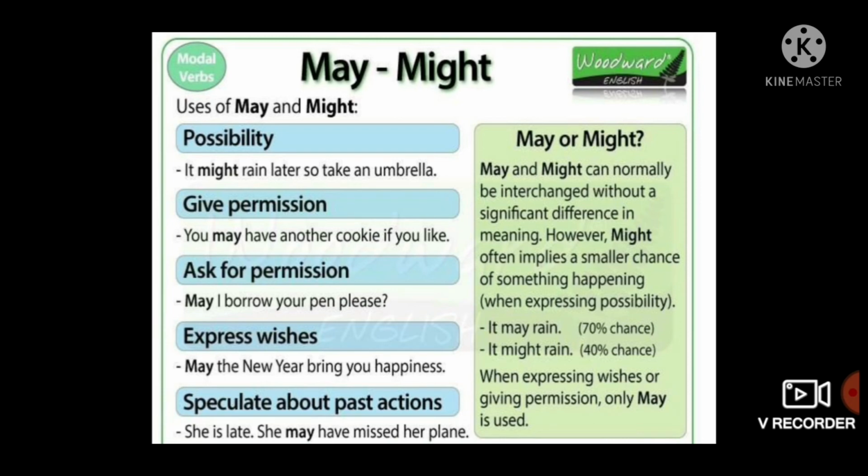May and might can normally be interchanged without a significant difference in meaning. They mostly express possibility. However, might often implies a smaller chance of something happening. That means less possibility. Look at the example. It may rain means a 70% chance. It might rain means a 40% chance. If we express higher possibility, we can use may; lesser possibility, we can use might. But when expressing wishes or giving permission, we can only use may.